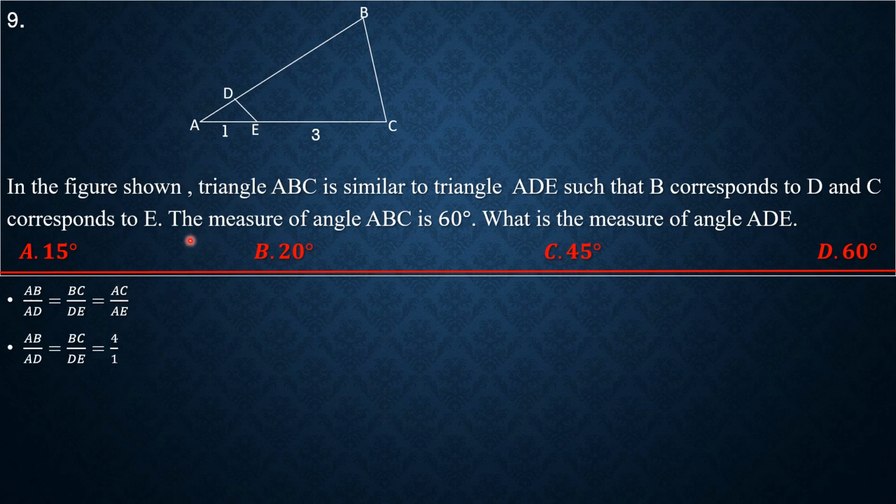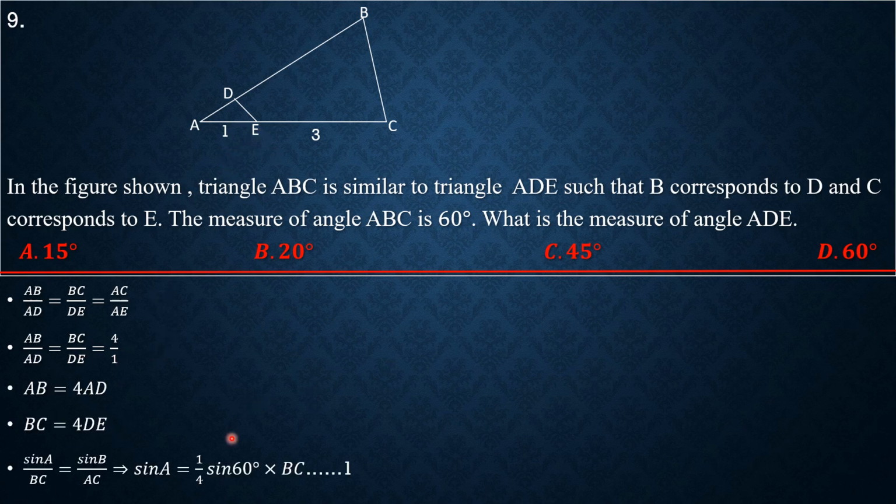Of course, our AC is 4, right? And then our AE is just 1 here. So we can go ahead and form these relationships, and then, of course, use the sine rule and do some nice things.